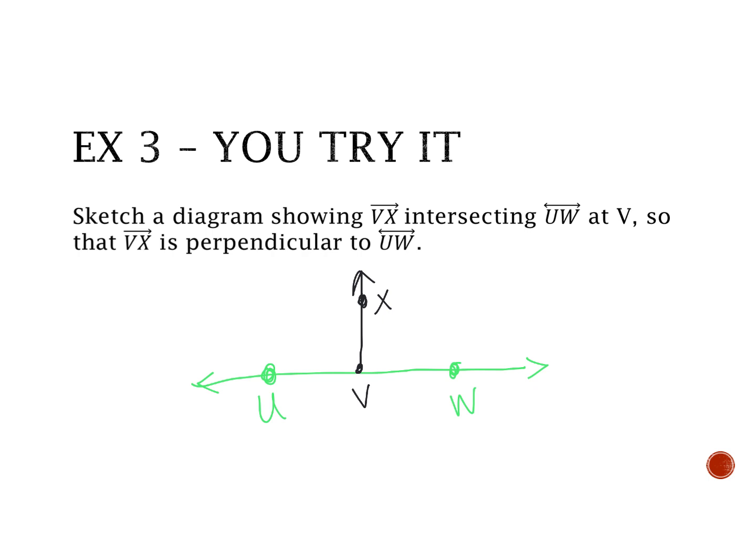So I'm going to draw a point X on this line. I'm going to put my little right angle box in there to show that these two lines are perpendicular. And now, if we reiterate this, line UW is going to be intersected by ray VX, and that's going to intersect UW at a right angle. So I think I've got all the requirements met on this. You may have something slightly different, and that's okay too.